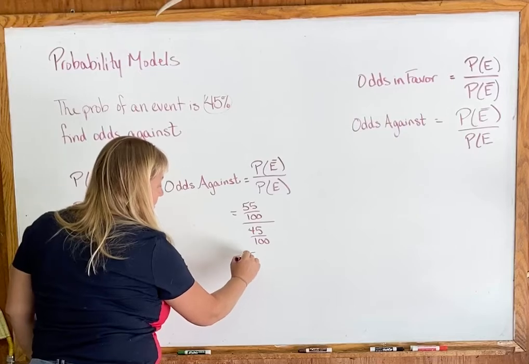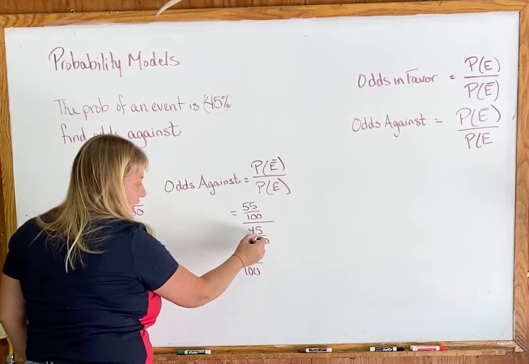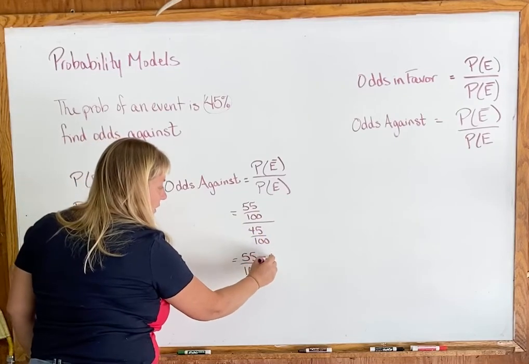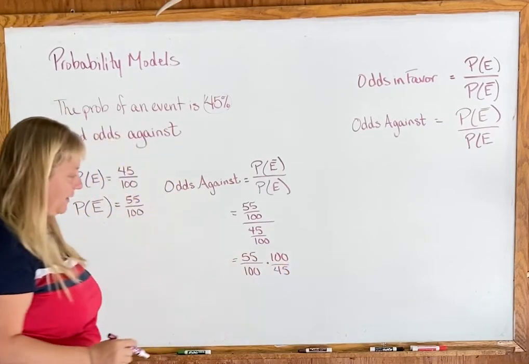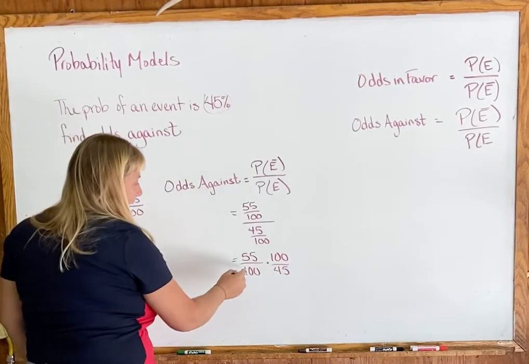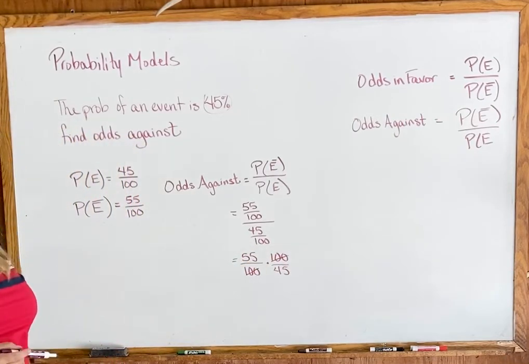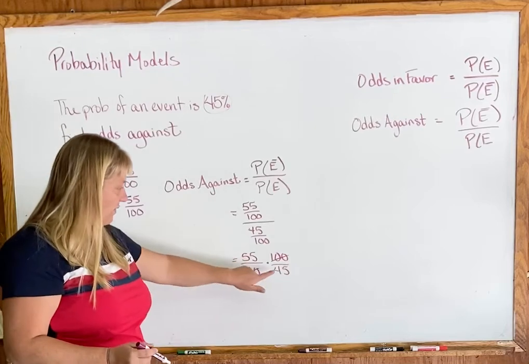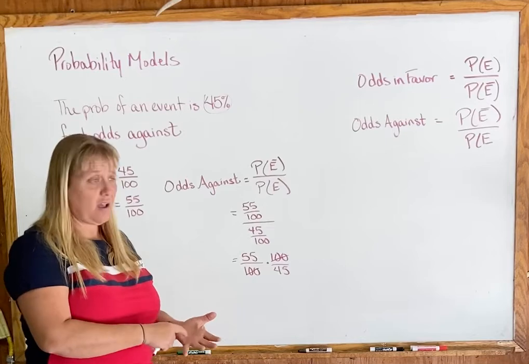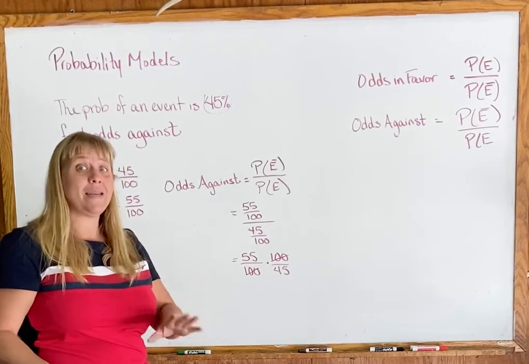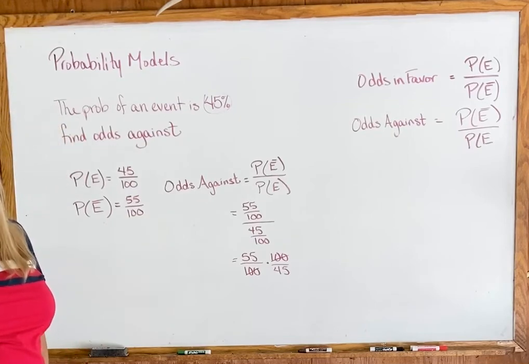But remember, I know this is algebra here, that when you have this big old complex fraction, you take the bottom guy and you flip him over and multiply. And what ends up happening is the hundreds cancel out, which is nice. And now we have this 55 over 45. Now, if we were doing any other section, we'd get out our calculator and go 55 divided by 45, but not in this section. Instead, what we want to do here is just reduce.